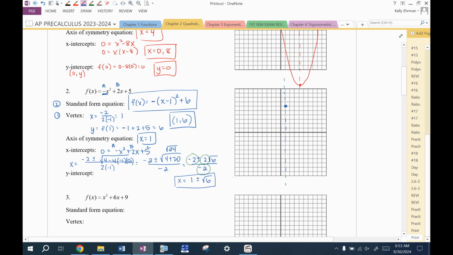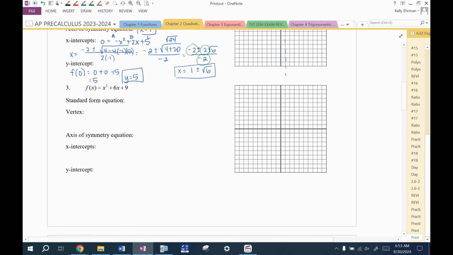And again, I'm not really going to plot those. They're decimals, so I'm not going to worry about that. The y-intercept is what I get when I plug in 0. So 0 plus 0 plus 5. So we get 5. So I can plot 5, and then I can hop that across the axis of symmetry. You need at least 3 points for a parabola, and we'll just stop there. So if the x-intercepts are nice, plot them. If they're not nice, that's okay.